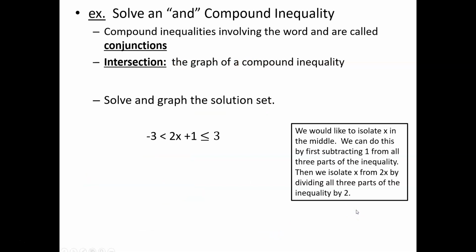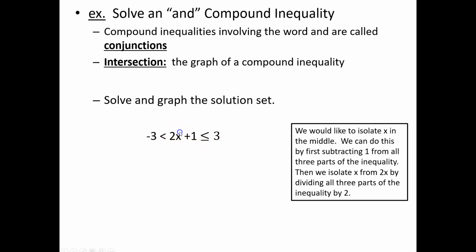So let's solve an and compound inequality. Compound inequalities involve the word and are called conjunctions. The intersection is the graph of a compound inequality. The graph is going to be where the two lines overlap. So let's solve and graph. So we have -3 is less than 2x plus 1 is less than or equal to 3. So, just like we would before, where we would cover this up and say, this is one inequality, and this is one inequality, we're just going to solve all of it at the same time.